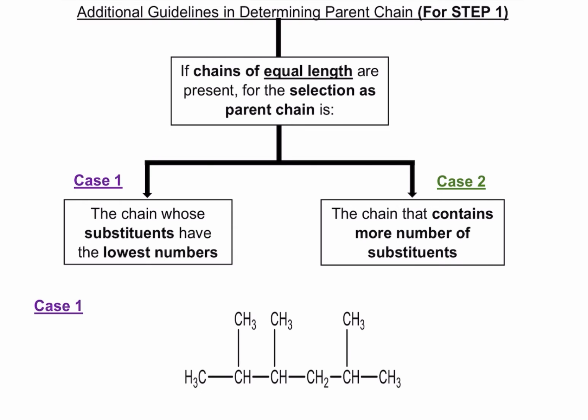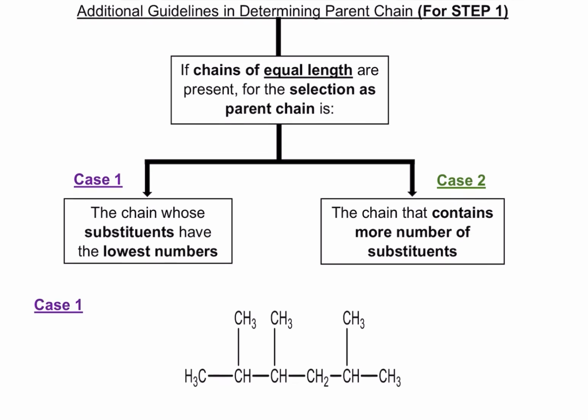So I got 2 cases here. This is the guideline: when you give the numbering for the carbon chain, you got the same number, whether you start from the left or right. So how do you determine the parent chain, because both of them are of equal length? The selection for the parent chain has 2 cases. Case 1: you choose the chain whose substituents have the lowest number. And the second one: you choose the chain that contains more substituents. So we are going to take a look one by one. Let's go to case 1.